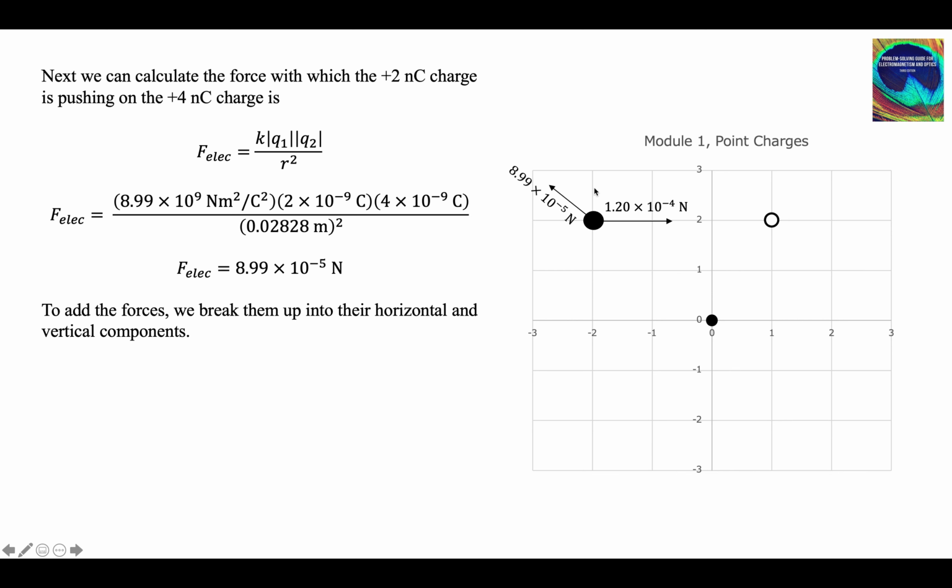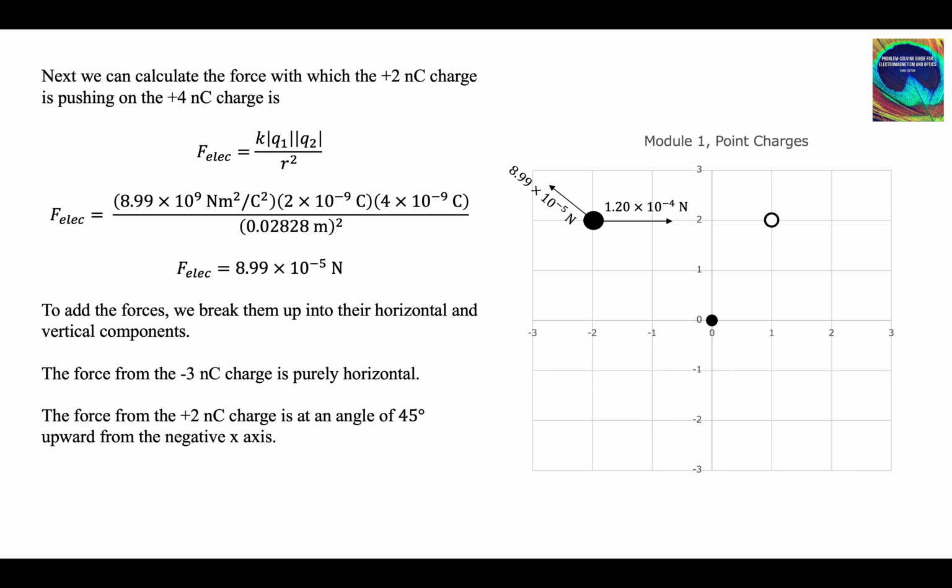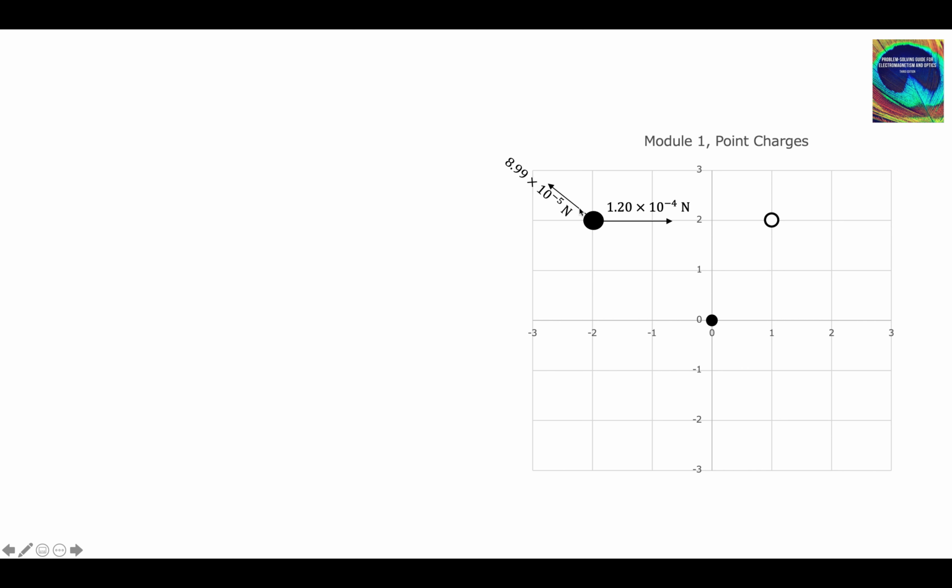Now I want to add these two forces to get the net force. And to do that, we break them up into x and y components. This guy is purely horizontal. I don't have to break him up. Force from the 2 nanocoulomb charge at the origin is up at 45 degrees, so I need to split this vector into x and y components. And I can do that with trigonometry.